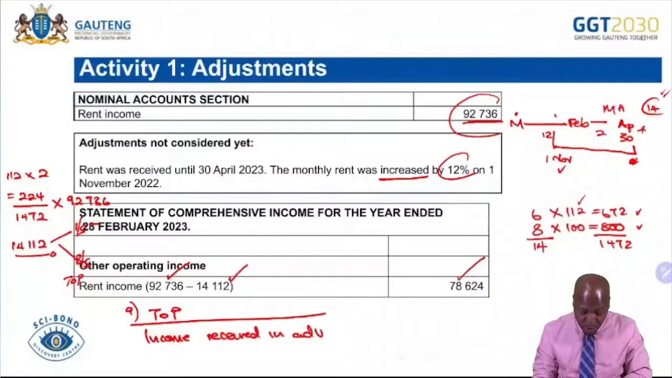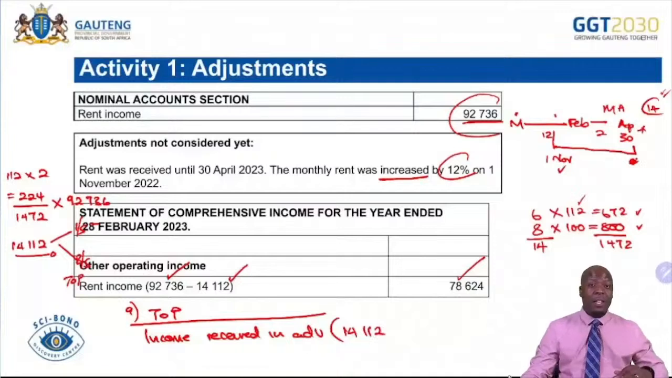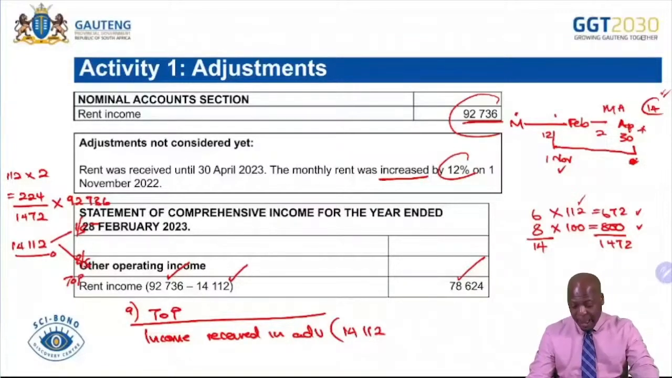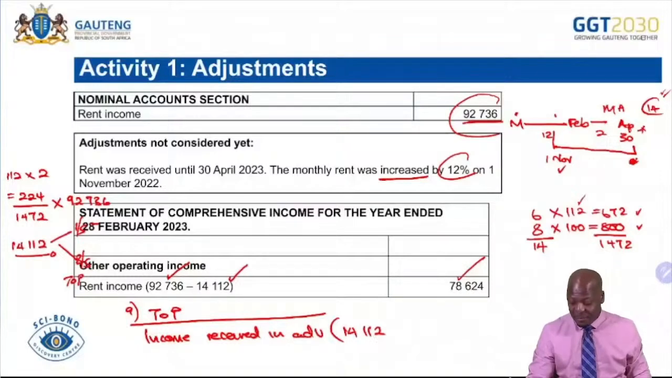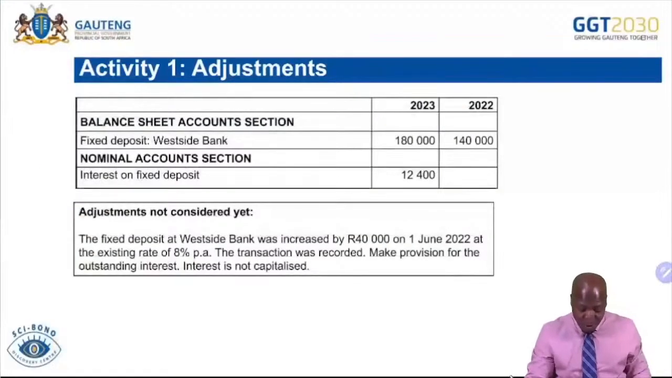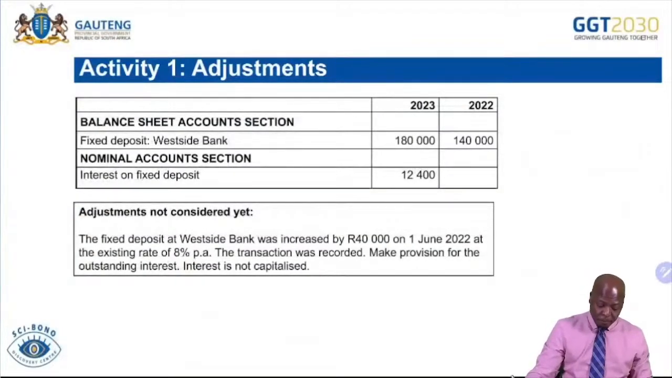And how much is that going to be? My 14,112. Once you've done this, you've recorded it in both the income statement as well as the balance sheet. Are we good? I'm happy. I also have another rent adjustment for you. Please stay put. We're going to do another one again together in today's class. All right, let's go on to the next adjustment.